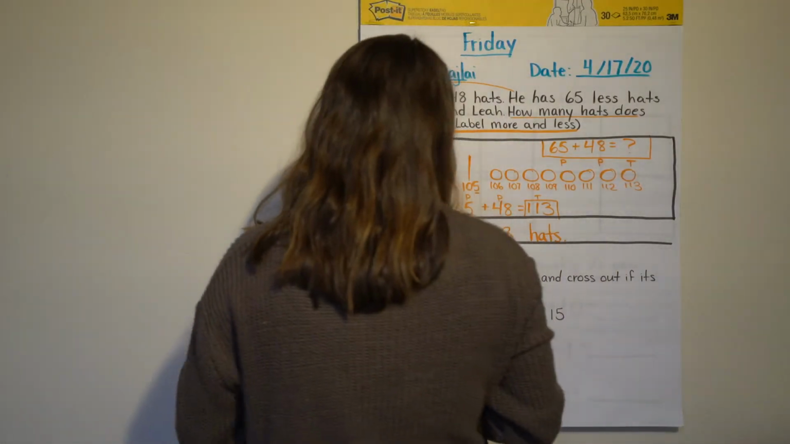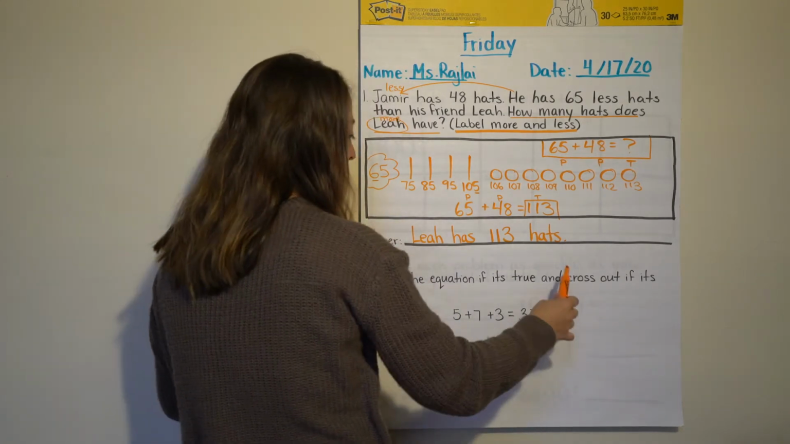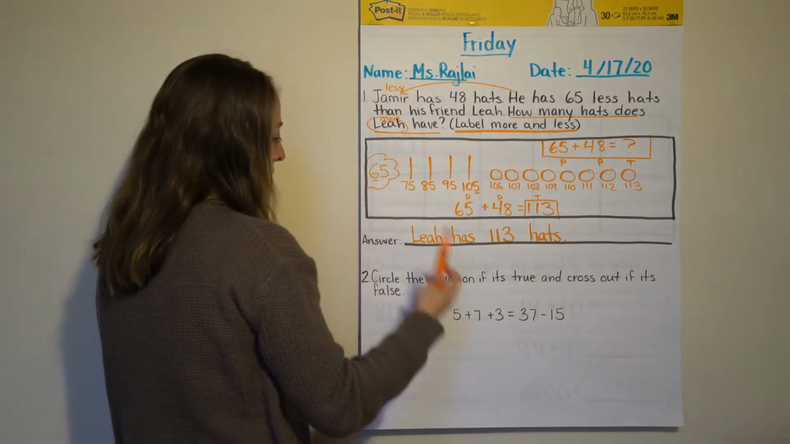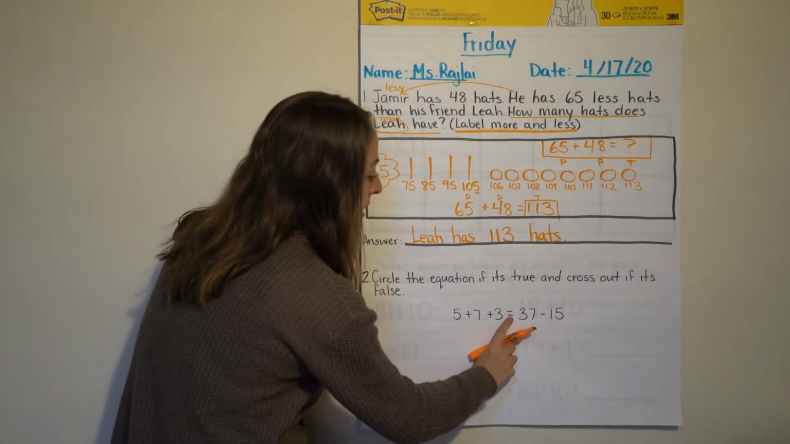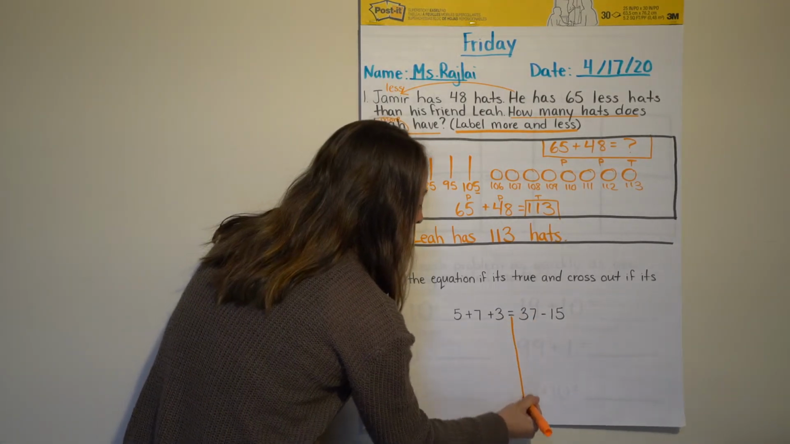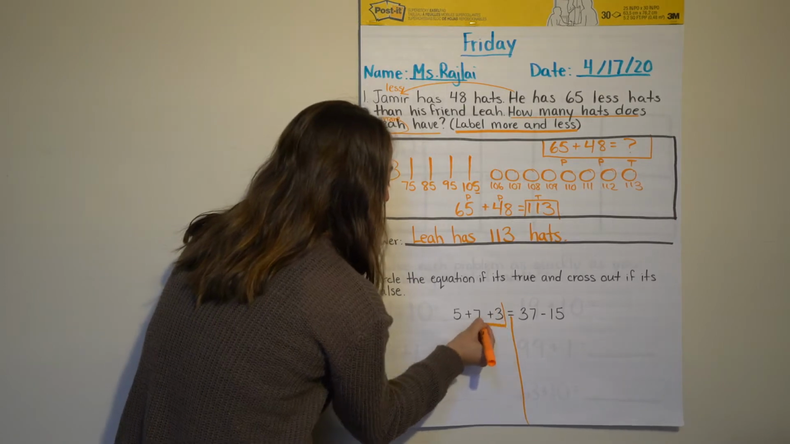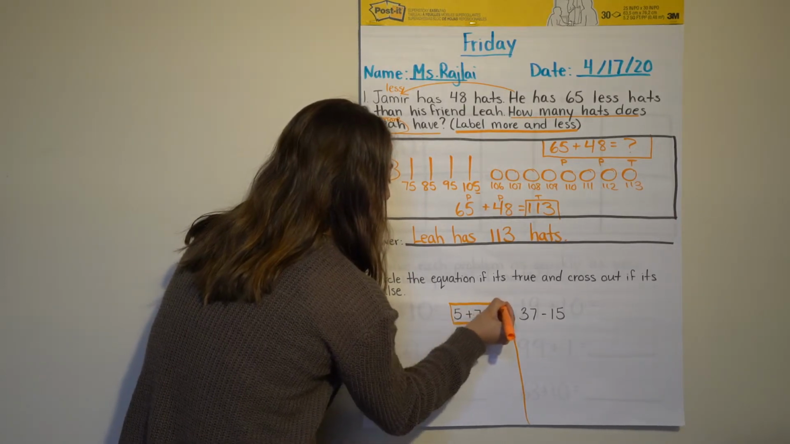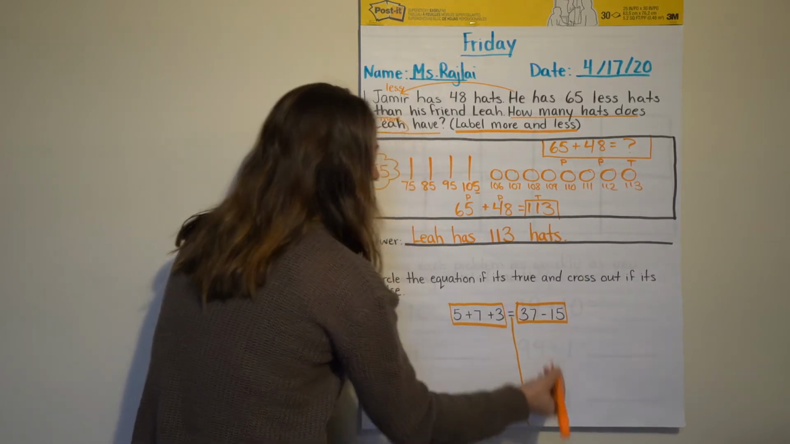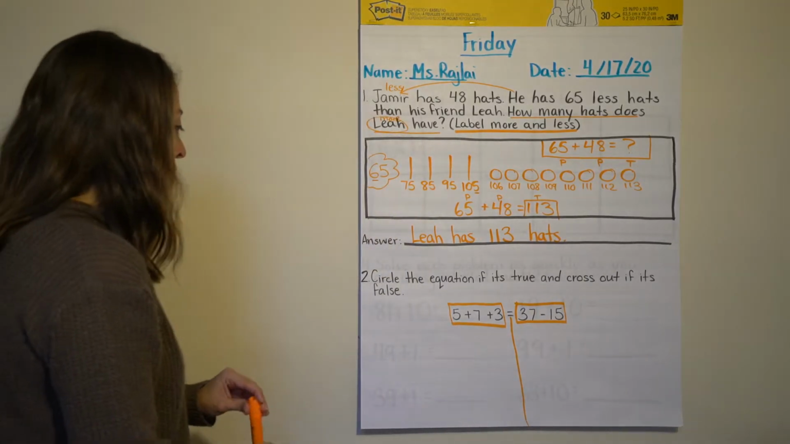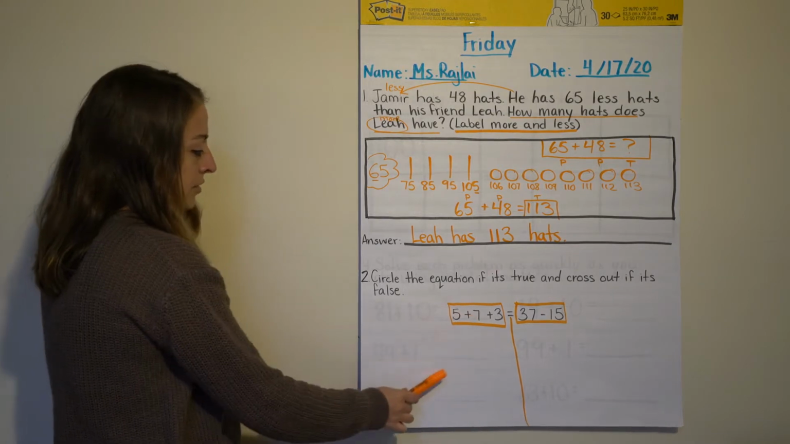Okay. It says circle the equation if it's true and cross it out if it's false. First thing that we do whenever we see the equal sign in the middle, you're going to draw a line. Then you're going to box this out so you know you have to solve each side. So for now what we're going to do is you're going to solve this side first.